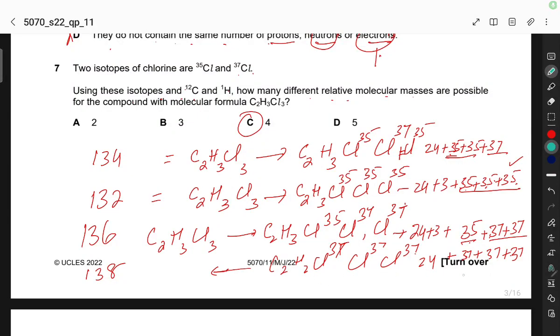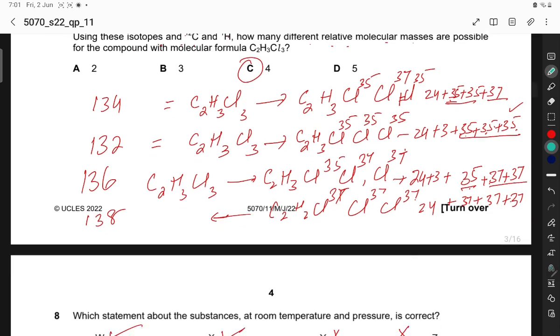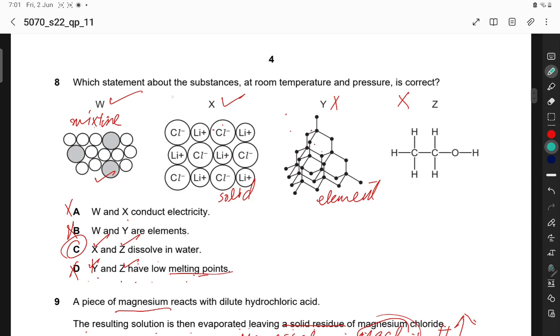So this is the fourth Mr of the compound. We have four different types of Mr. So option is C. Which statement about the substance at room temperature and pressure is correct? This is mixture, this is solid, ionic solid, element, and covalent compound.